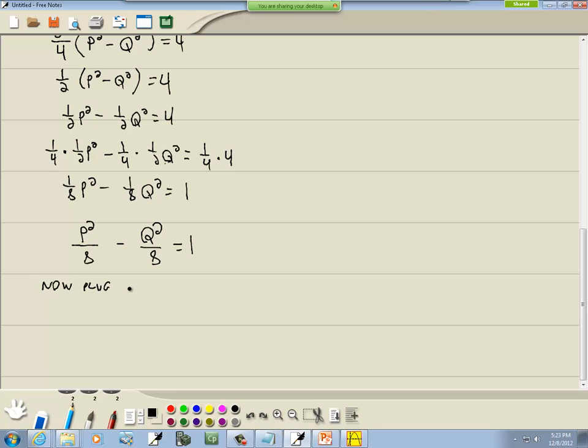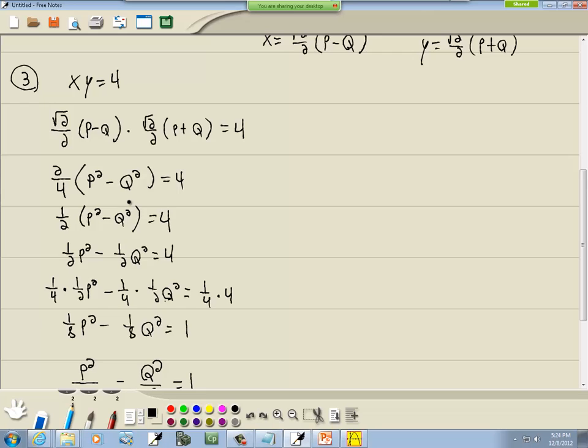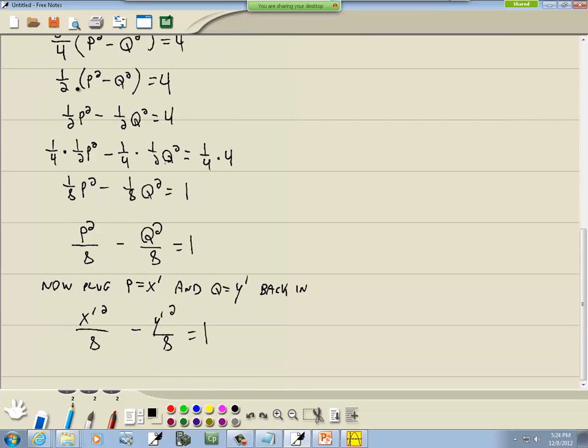Now, remember our substitution. We said p is equal to x prime, and we said q is equal to y prime. So we're going to plug those back in. So we're going to have x prime squared over 8 minus y prime squared over 8 equals 1. Now, I'm going to go to another page and continue this problem. I won't finish the problem on all of these because some of them are so nasty, because I made the numbers up, that you can't really actually do it by hand. So let me save this.